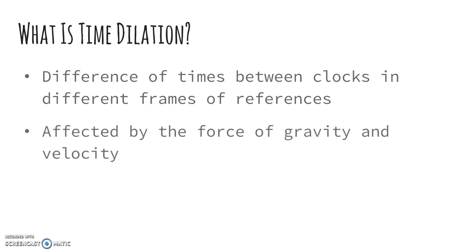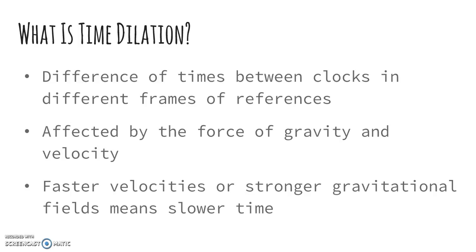So when the two observers' frames of reference move at different speeds or are affected differently by gravity, time dilation occurs. Typically, time moves slower at faster speeds or in places with stronger gravitational fields. But why does velocity affect time dilation?